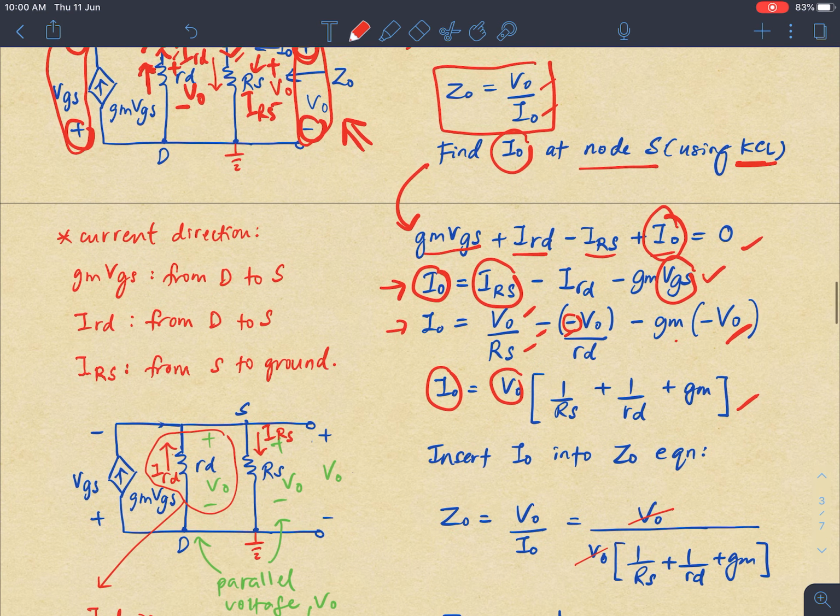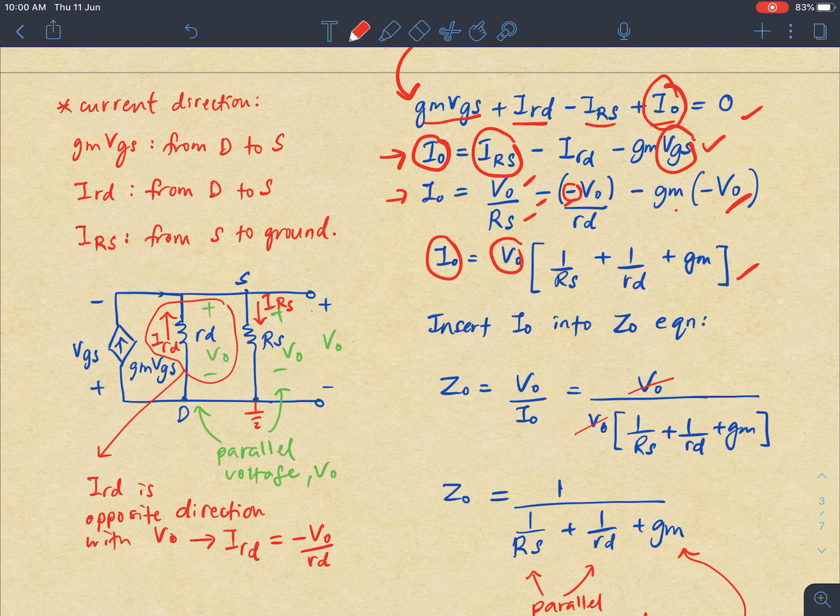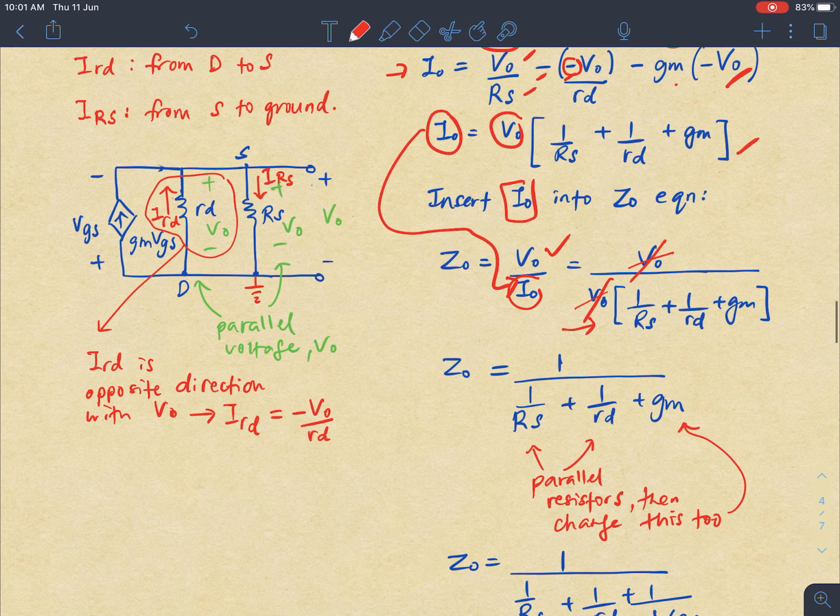So we insert this equation, the I out, into this equation. We know that we have V out over I out, so we just maintain this V out and then insert the equation that we derived. We get I out here, and then we cancel the V out with the V out, and finally we get this equation: 1 over (1 over RS, plus 1 over RD, plus gm).